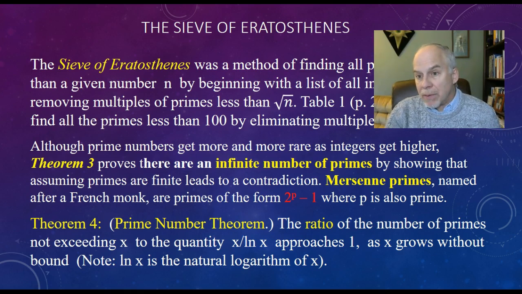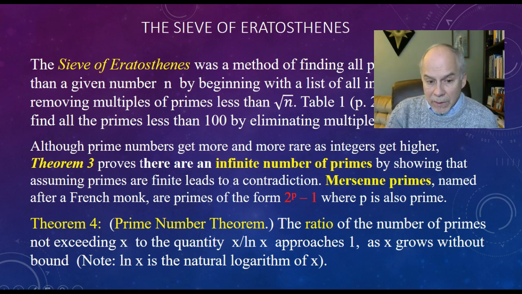7 is a Mersenne prime, because if p equals 3, then 2 to the third power is 8, and 8 minus 1 is 7. So any number that comes from p being a prime number and plugging into that formula, that's called a Mersenne prime.